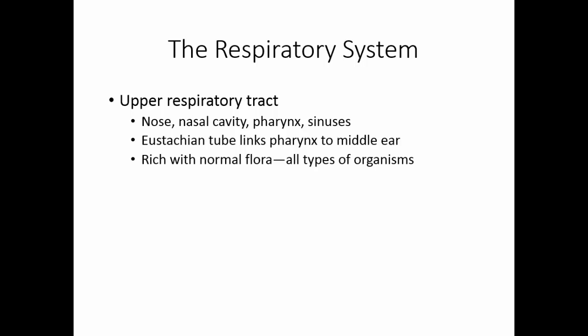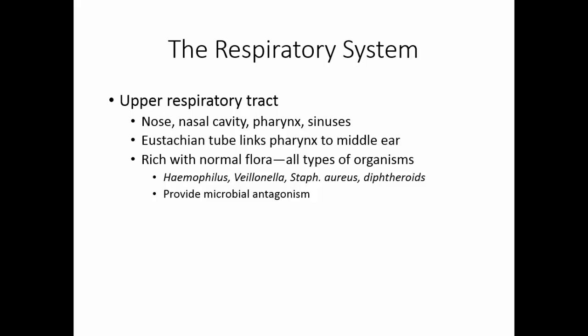yeast, protozoa, you name it, it's there in the upper respiratory system. Some of the common genera are Haemophilus, which is a gram-negative bacillus, Veillonella, which is a gram-negative coccus, Staph aureus, and diphtheroids, which are common to the skin as well. All of the organisms that live in the upper respiratory system provide microbial antagonism. Should other organisms try to set up housekeeping there, there's really no room.